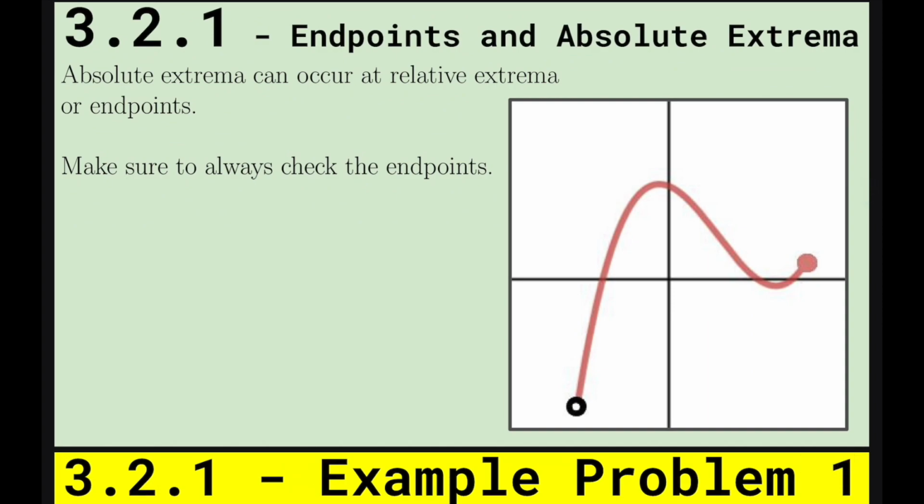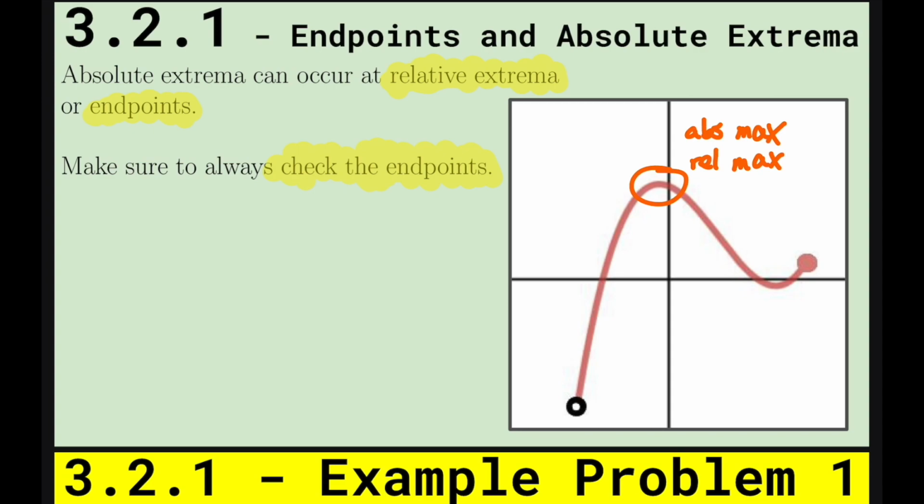Okay, absolute extrema can either happen at relative extrema, we kind of talked about that before, or it can happen at the endpoints. You have to make sure you always check the endpoints, and this will make more sense when we do the examples, but I just want to show you. This right here is an absolute max and relative max because it happens at a hill, and it's also the highest y. It doesn't go any higher than that.